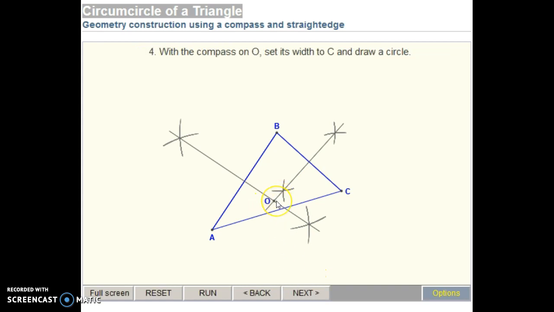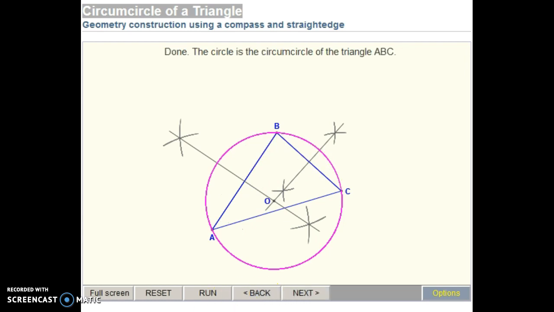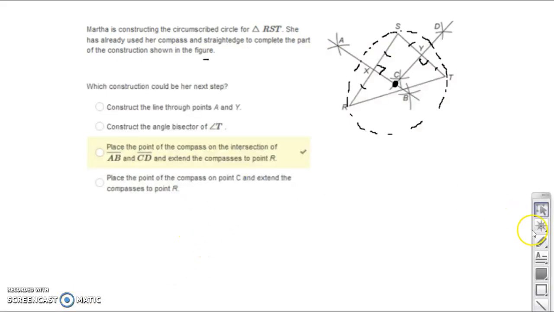Next, we want to find where they intersect. And we want to put the point of our compass on that intersection and open it to one of the vertices. It doesn't matter which one. We just want to open it to one of the vertices and then draw our circle. And that is it. So if we go back to this quiz question, you'll notice that they've already created the two perpendicular bisectors. So we just need to put the point of our compass on the intersection, open it to one of the vertices, and draw the circle.